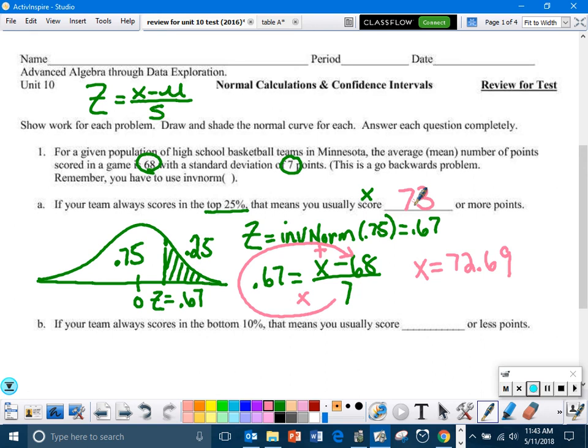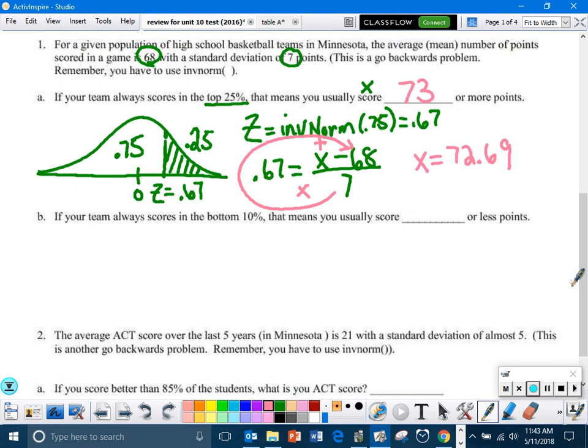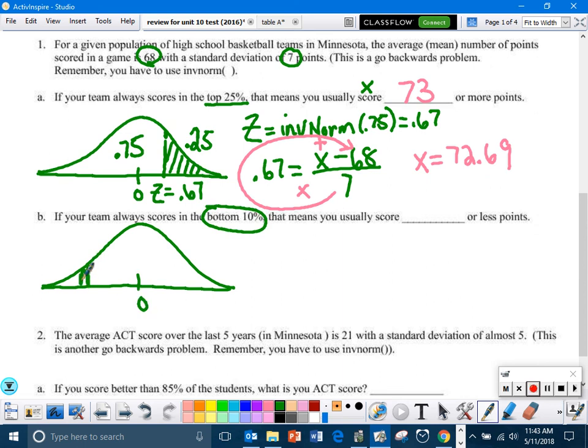Okay, letter B. So again, we start with drawing our picture. This says bottom 10%. Well, bottom would be down here. And the decimal for that is 0.10.